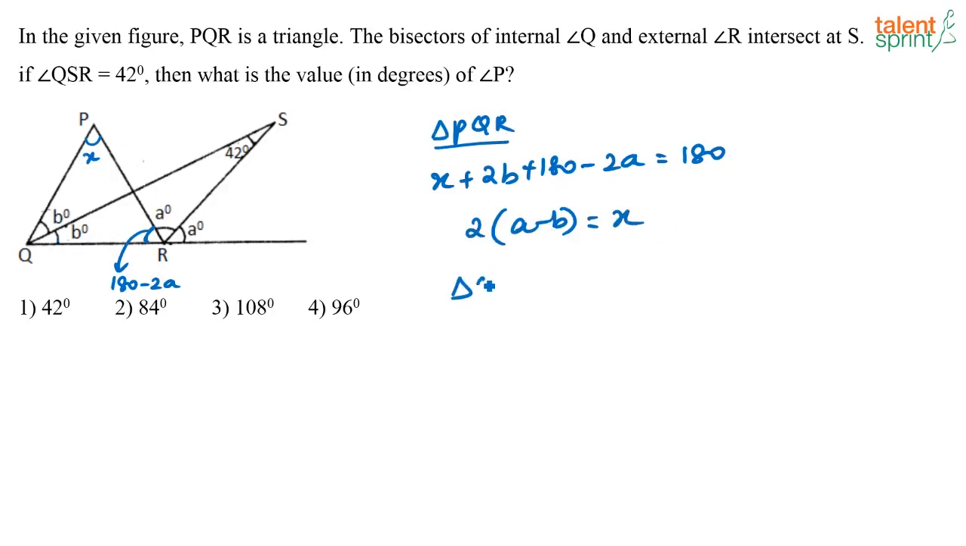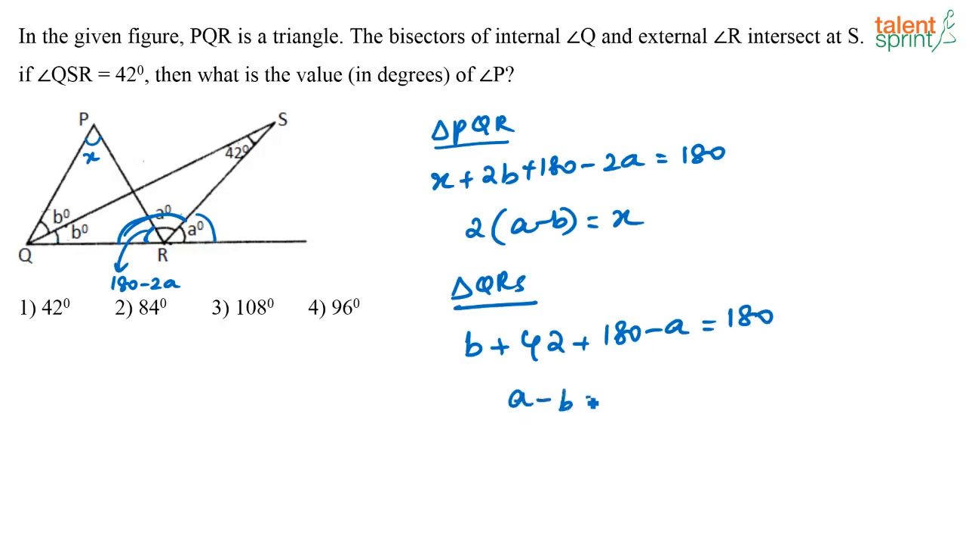Now let me consider triangle QRS. Again a triangle, so let me find out the sum of the angles of this triangle. I get B plus 42 plus, now what will this angle be? See, this angle is A, so this has to be 180 minus A, plus 180 minus A, that is equal to 180, or I can say A minus B is equal to 42. 180 gets cancelled, so A minus B is 42. So if I put this A minus B as 42 in this equation, what do I get?